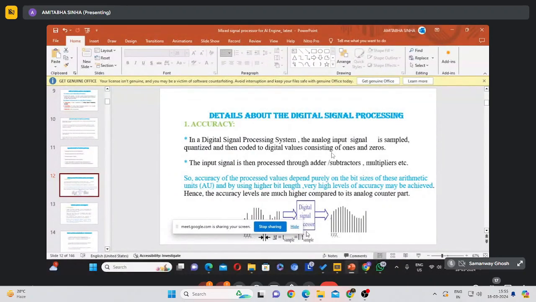Now here an example is there. This analog signals by digital signal. Just a minute. You just wait a bit. I'm coming in a minute.